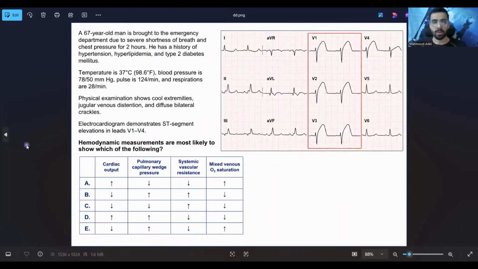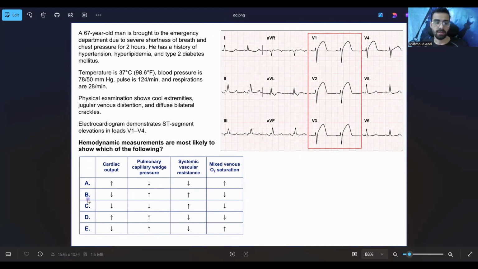Let's get back to the question. The first answer has a high cardiac output with a low PCWP, low systemic vascular resistance, and high O2 saturation. That's the wrong answer. Okay, that's the answer for an early septic shock. As I said before, in early septic shock, you have a high O2 saturation with a high cardiac output, and a hallmark for distributive shock, a low systemic vascular resistance.